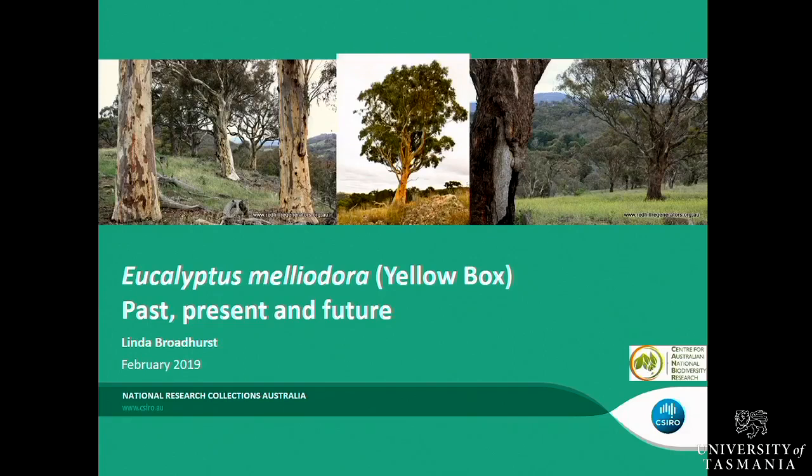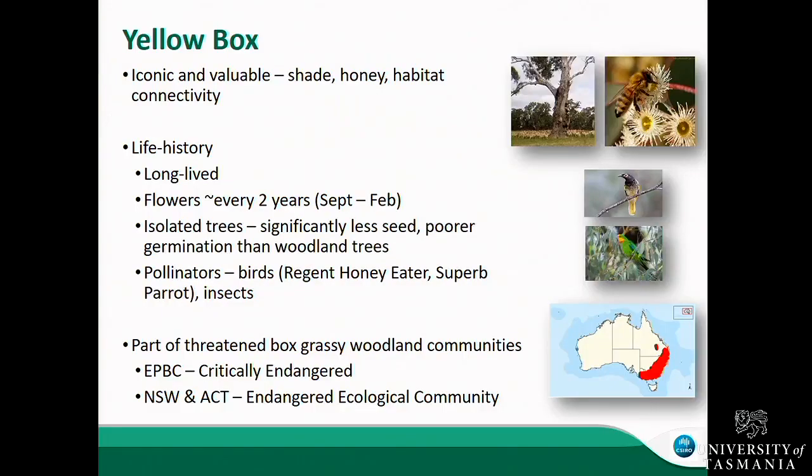So just going to walk you through the research I've been doing for about a decade now on this species. So just a little bit of background. There are lots of iconic animals, we don't have many iconic plants, but actually this could be one of them. If you talk to farmers, they'll often say, do you want to see the photo of my granddad who parked his horse under our yellow box near the farmhouse? So they do resonate with this species. So it's quite useful when you're trying to ask them to do things with you. It's valuable for shade, for stock, for honey producers. It's a really important species.